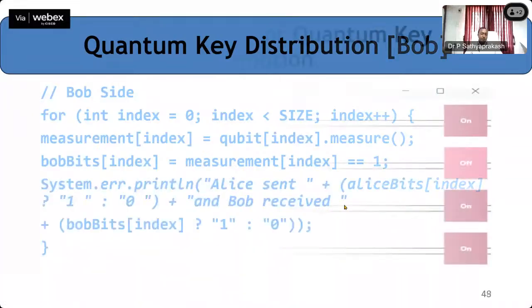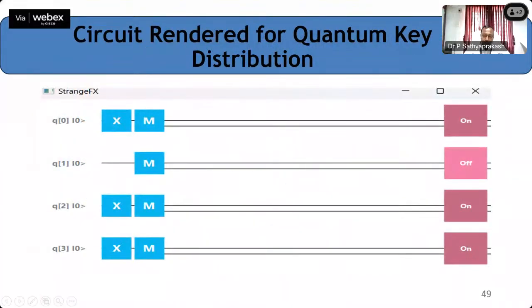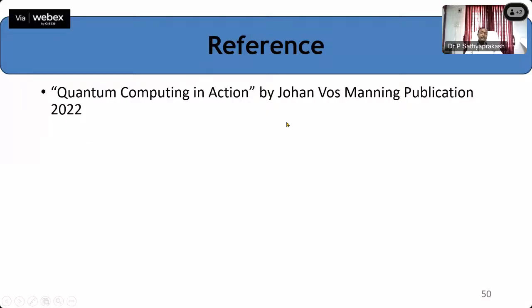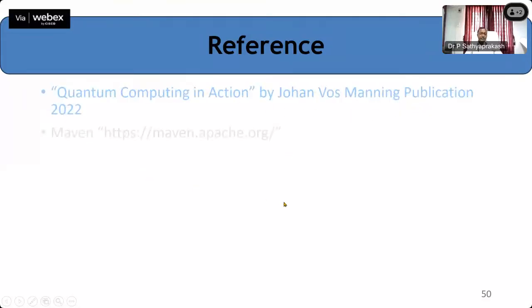Here, this is what matters: the circuit responsible. Then only it is a valid quantum computing process. So the reference is Quantum Computing in Action by Manning Publications.